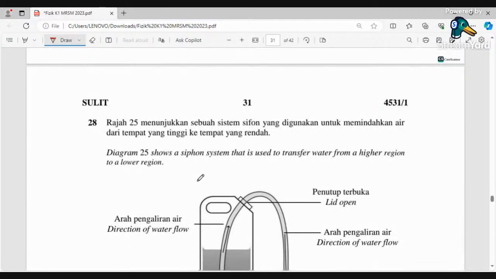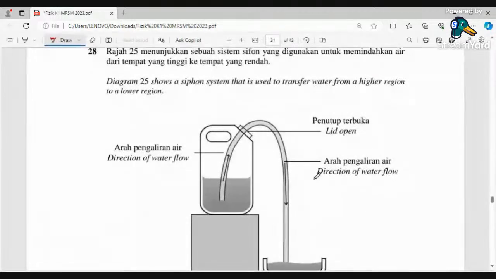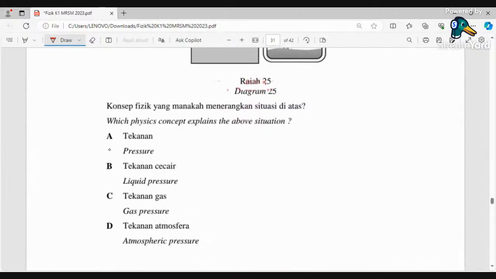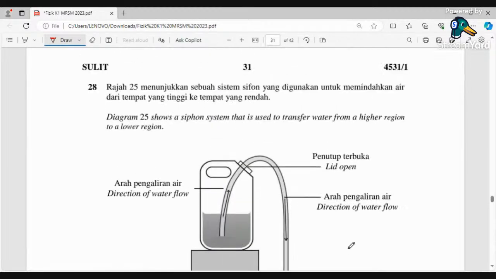Number 28, siphon system, transfer water from higher region to lower region. B ya. Jawapan dia. Liquid pressure. Okay. Yang ni ialah berkaitan liquid pressure.